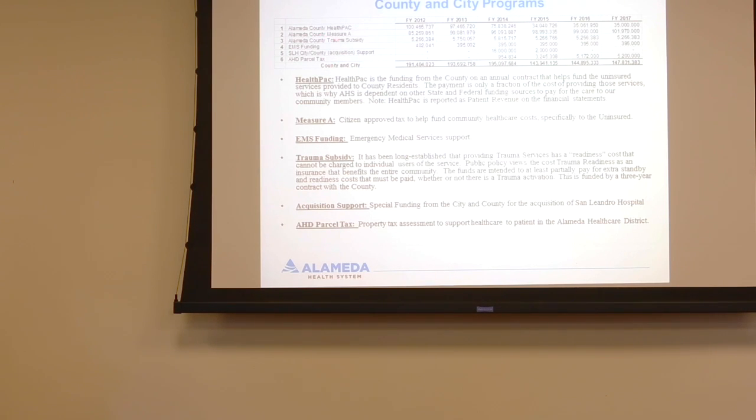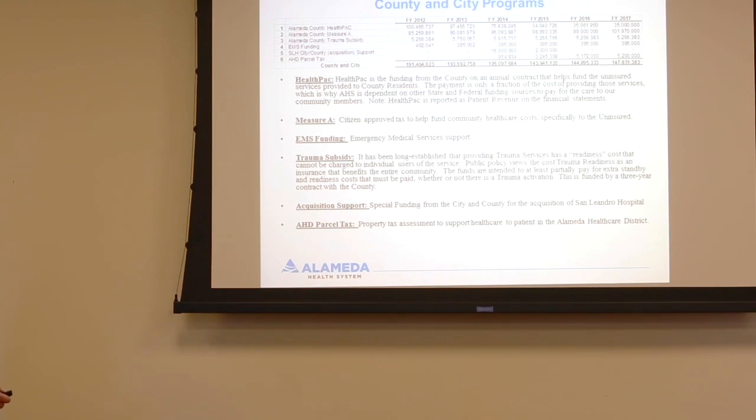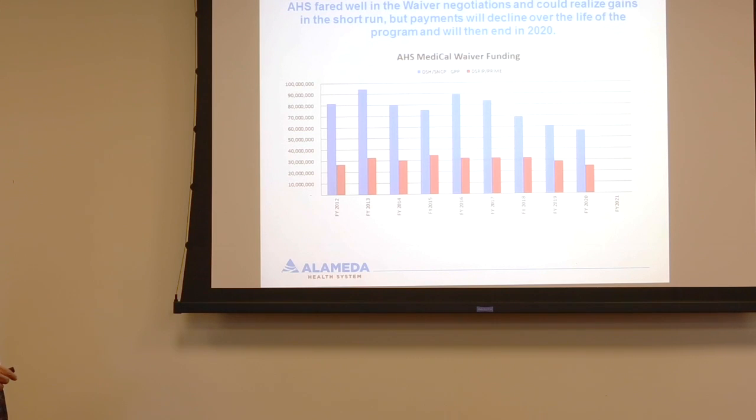Here's the Measure A we talked about. Now these numbers, actually, we're doing better than this, so this will be 105 and that'll be 108. We get a subsidy for the trauma program, EMS funding. We had a little bit of money to take over San Leandro. And we get an ongoing parcel tax from the Alameda Healthcare District to help us operate Alameda Hospital of $5 million a year. Okay? So those are county and city programs.